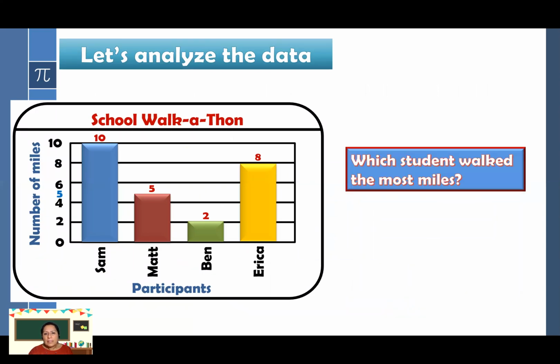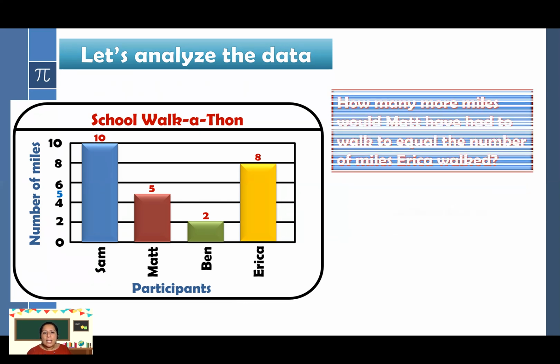So my first problem says, which student walked the most miles? To do that, I have to find the kid that walked the most, which is Sam with 10 miles. Now I can answer my question with a full sentence. Sam walked the most miles. Don't forget to start with a capital letter and finish with a period.